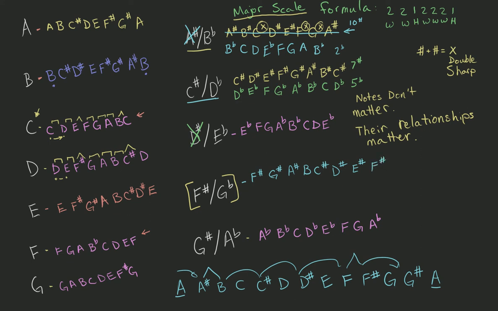Okay. I'm going to go a little quicker and just rename them like we did up here. This is going to be G flat. This is going to be A flat. This is B flat. This is C flat. This is D flat. This is E flat. This is F, and this is G flat. Okay. So there's all the scales.